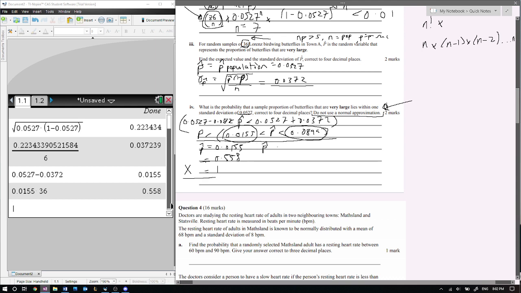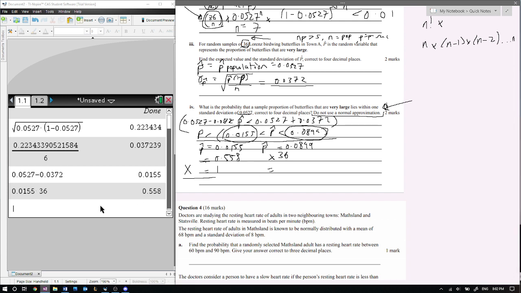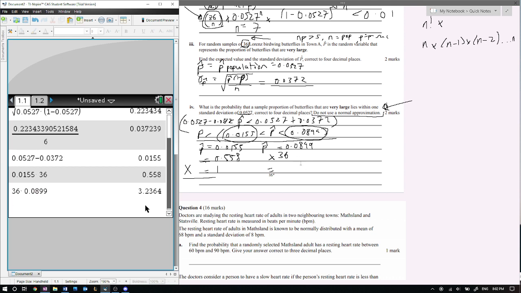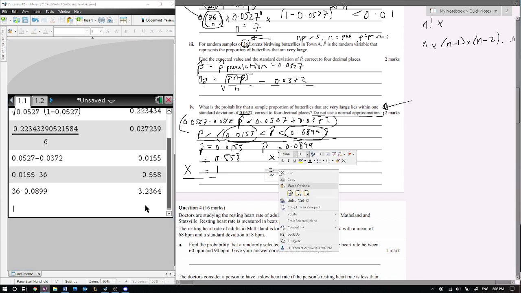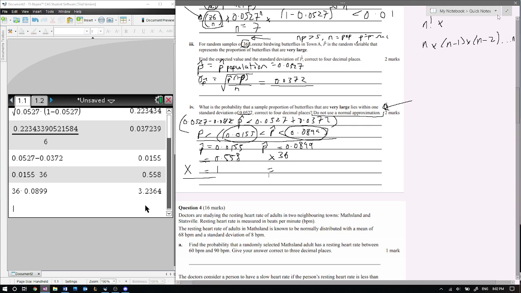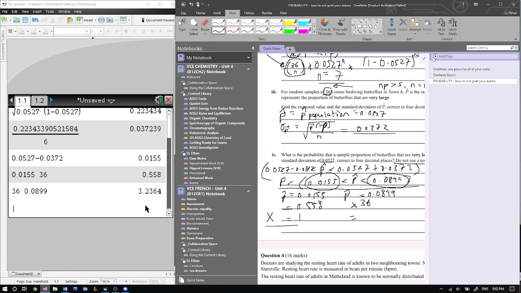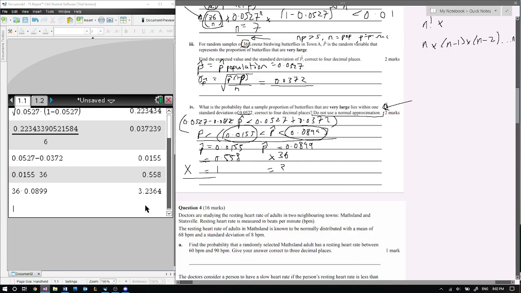And we do the same thing for the proportion of butterflies with 0.0899. Just times that by 36. That should equal... 3.23, which you can just round down to 3 because you can't have 3.23 butterflies.